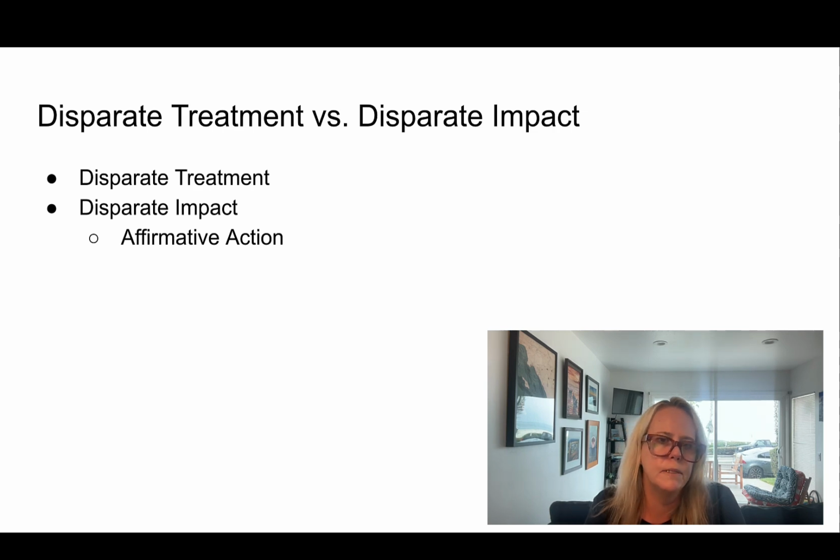There are two types of discrimination that the 1964 Act protects against. The first is disparate treatment, which means that you are being treated differently specifically because you are in a protected class: race, religion, age, national origin.